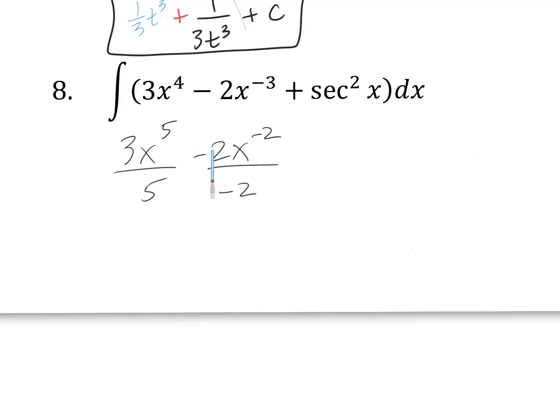Negative 2, will things cancel? They will. I'm just going to keep going and then we'll cancel at the end. Whose derivative is secant squared? Blast from the past. Yeah, plus C. If we were to rewrite this, nice and simplified, you could totally rewrite this as 3x to the 5th over 5. Miss Meister writes this as 3/5 x to the 5th. These are the same.